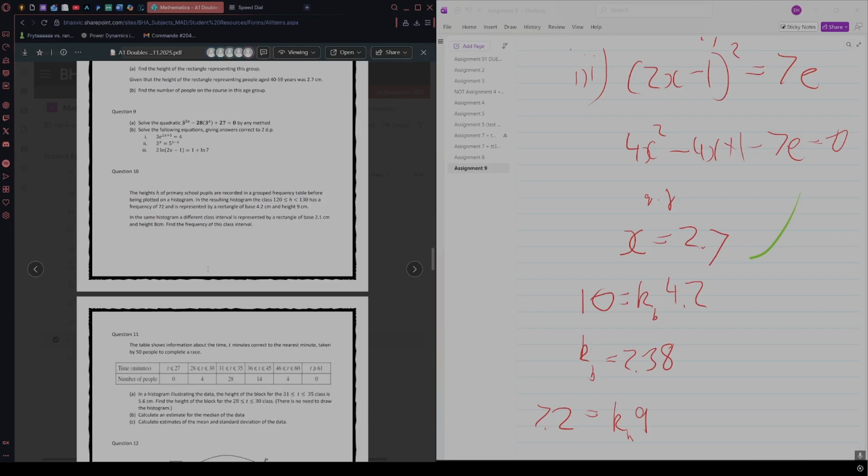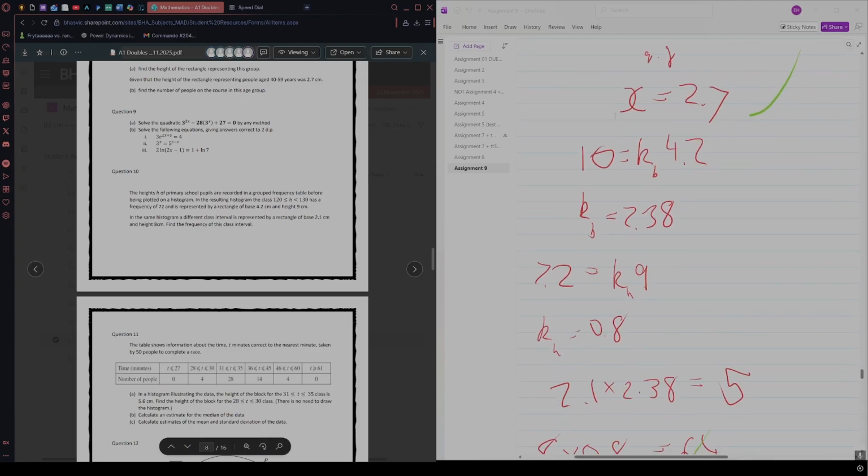Alright, we're back to histograms, which is amazing. So it's saying that we have these heights of primary school students, and this class has a frequency of 72, and it has a base of 4.2 and a height of 9. So we know the base is always the class width of a histogram. So 10 is the class width, and 4.2 is the base.